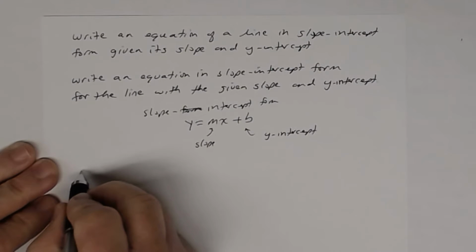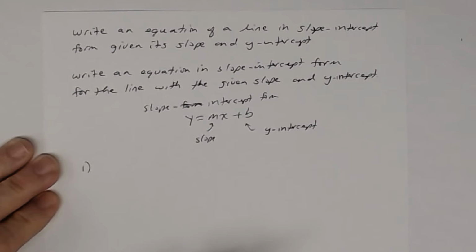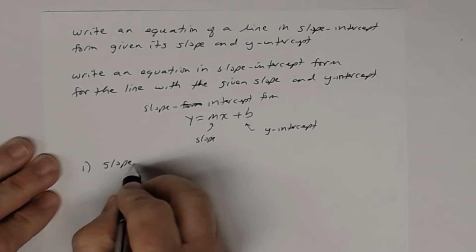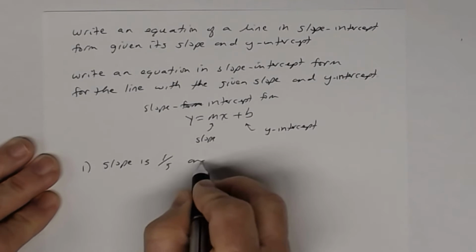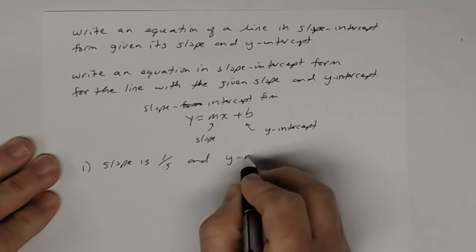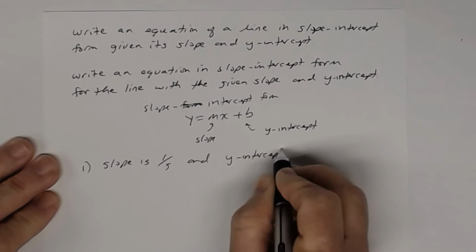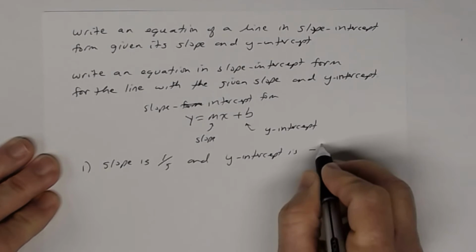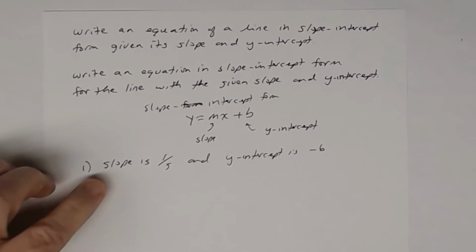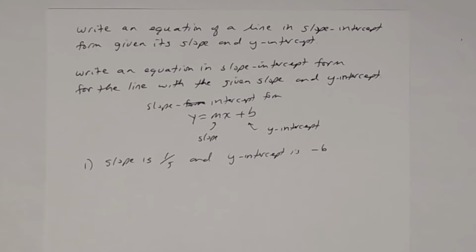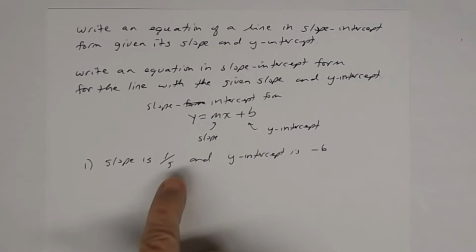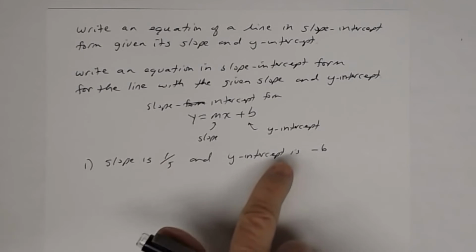So the first example, let's say that the slope is 1/5, and the y-intercept is -6. So let's say that's our slope, and that's the y-intercept. Now, I just want to remind you what the graph looks like, because that's what you're trying to find the equation of. So let's go ahead and graph this line, and you've had experience graphing a line when the slope is given and the y-intercept is given.